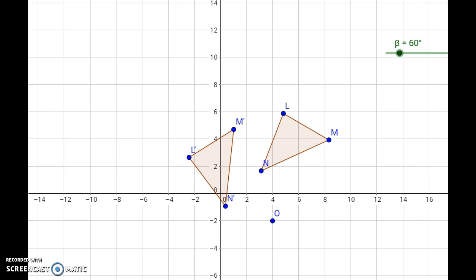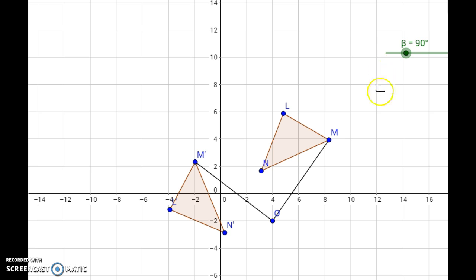That one is going to be 60. If I measure from M to M dash, again, this one here is 60, because this line is going to be the same. And if I move 30 more, that is going to be 90. You see, this is going to be 90.